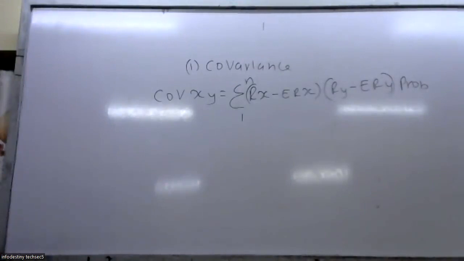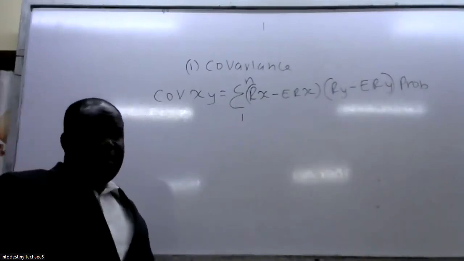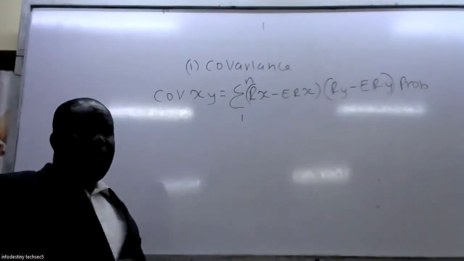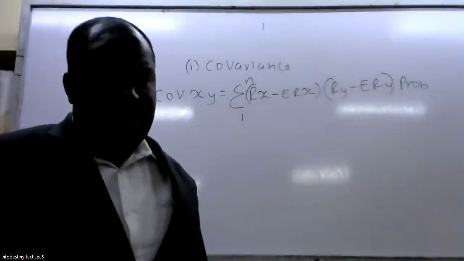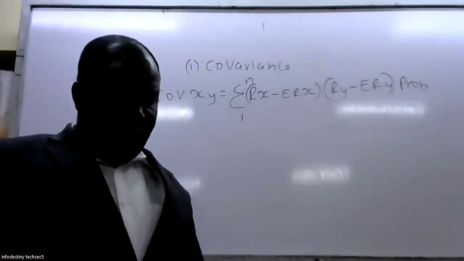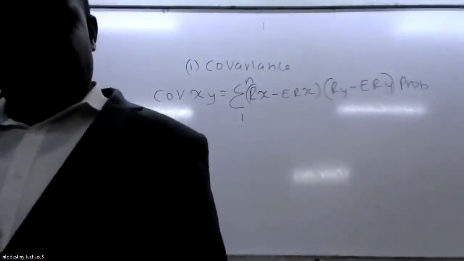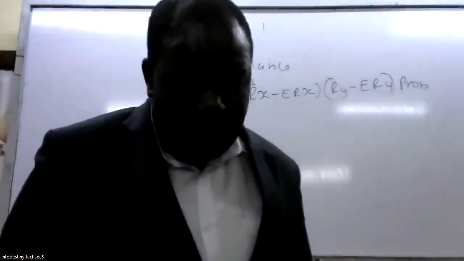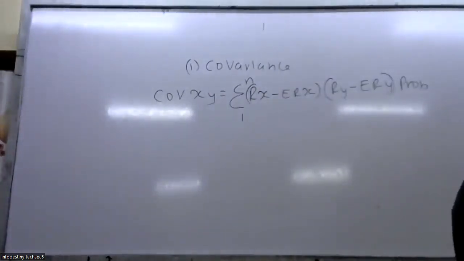So covariance between X and Y, we simply get the summation of return for X minus expected return for X, return for Y minus expected return for Y. Then we multiply by the probabilities for that. So I want us to use a question from the past paper. The first question I want us to check is November 2019, question 3, part B.